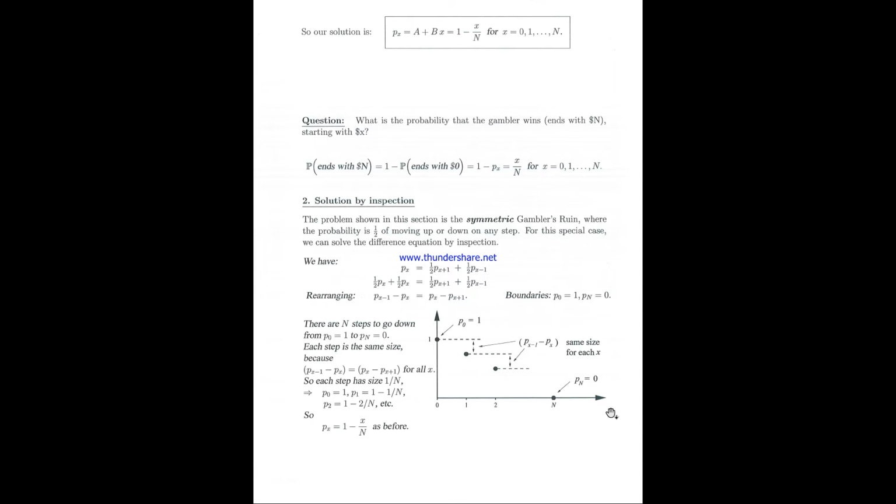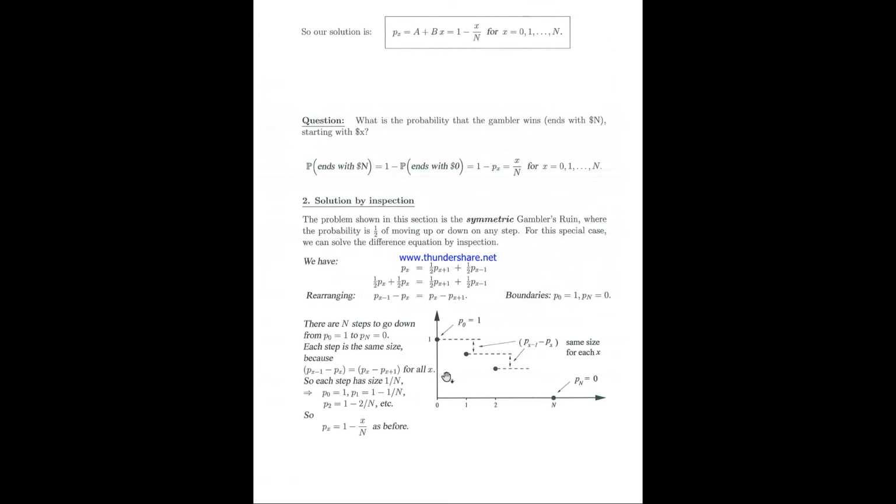Since you have N steps here, starting from 0 to capital N, and you have equal distances between these N steps, the distance of each step is equal to 1 over capital N, because the whole distance is capital N and you have N number of distances, and all the distances are equal. So each step has a size of 1 over capital N.